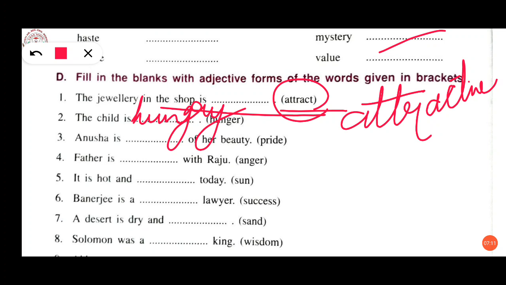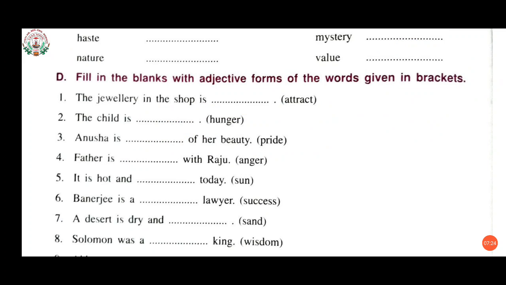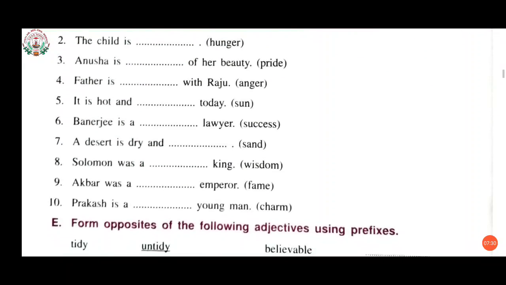Likewise, third one, Anusha is dash of her beauty. In brackets, pride is given, but we can't say pride here, so this pride will change into proud. Anusha is proud of her beauty. Now students, let's come to E1.